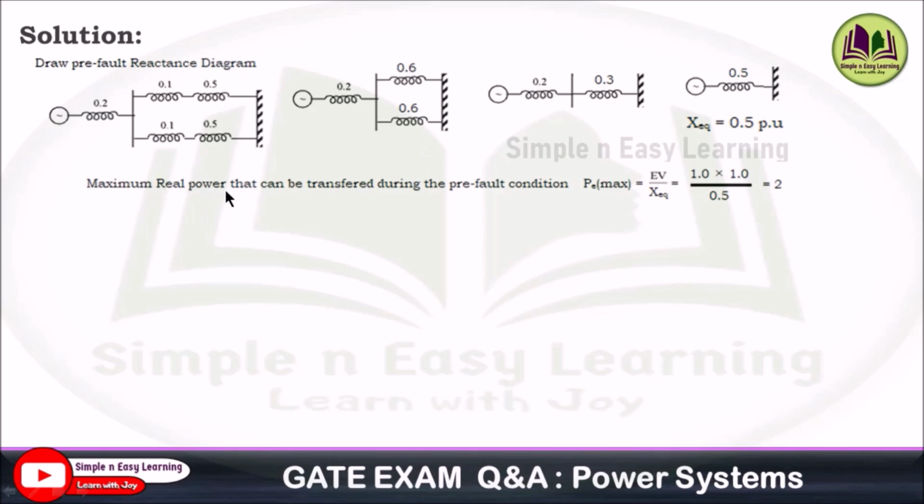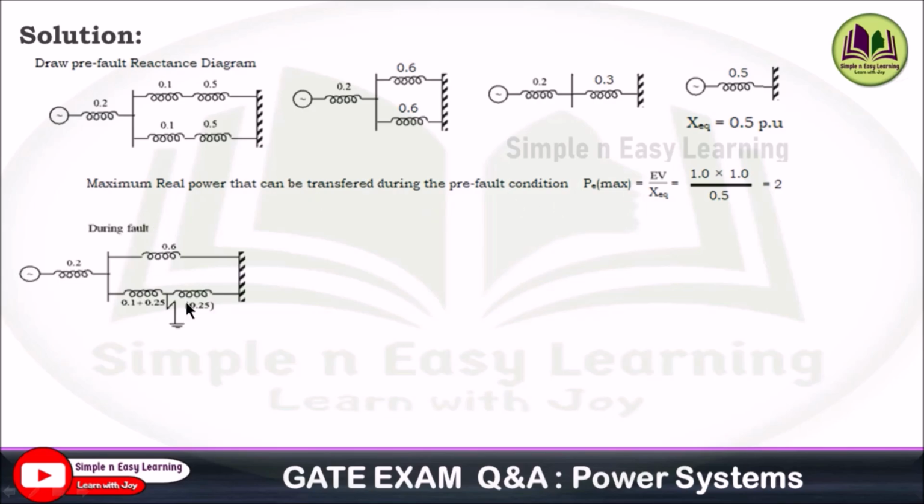Now the maximum real power that can be transferred during the pre-fault condition is given as Pmax equal to E into V divided by equivalent reactance. E is the voltage magnitude at the generator internal bus, which is constant and given as 1 per unit in the question. V is the infinite bus voltage magnitude, also given as 1 per unit. Substituting these, and X equivalent we found as 0.5 per unit, we get 2. So Pmax is 2 during the pre-fault condition.